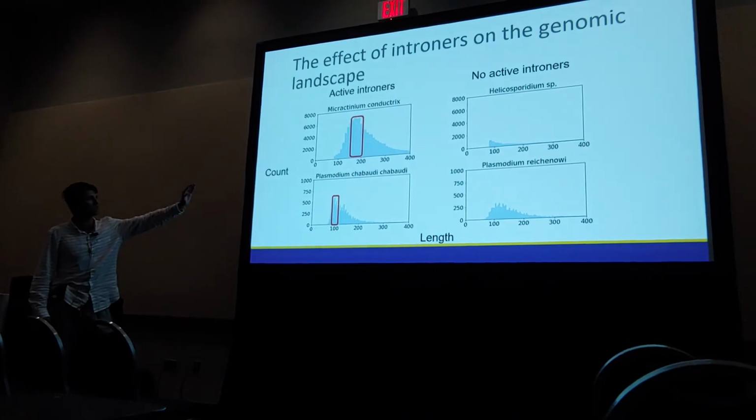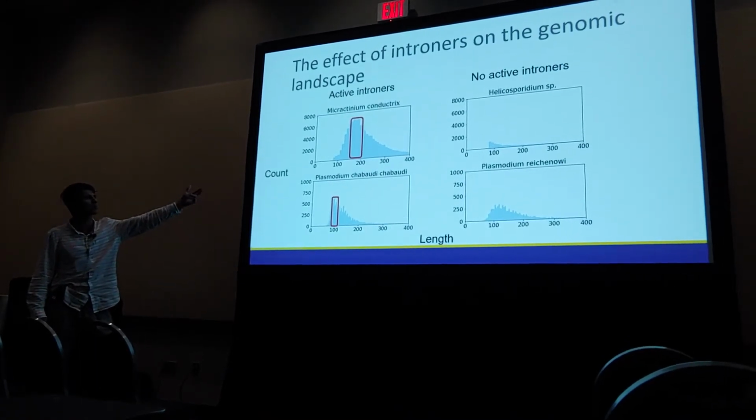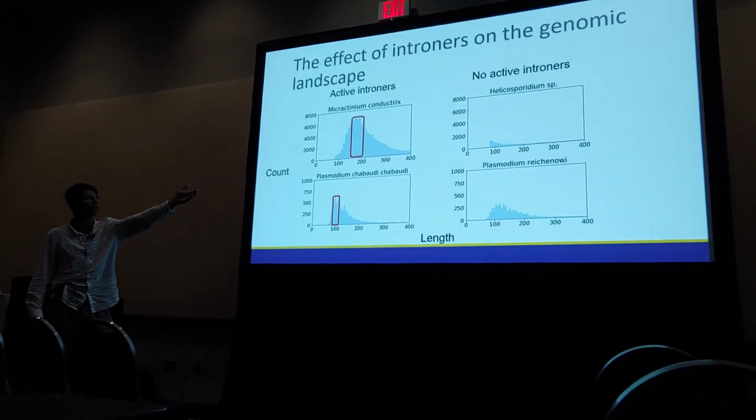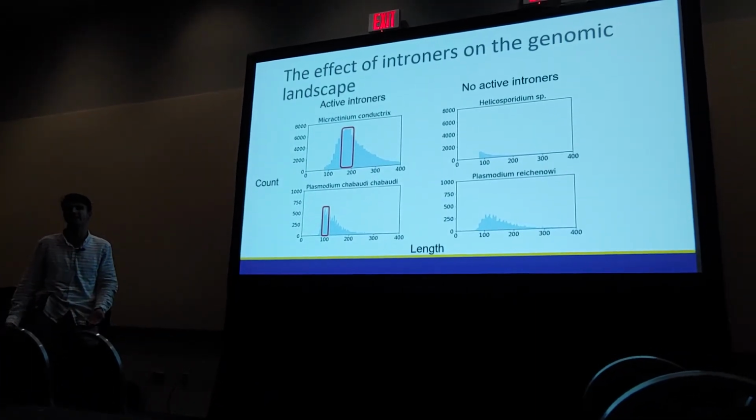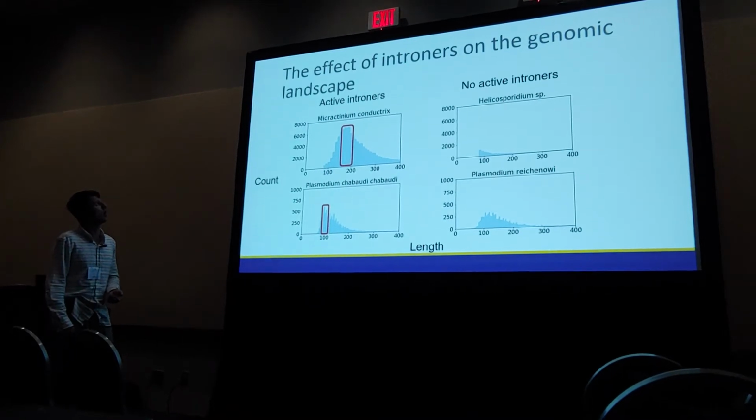And each of these species: Microctinium conductrix is a close relative of the other species displayed on the right, and these are both Plasmodium species that are very closely related. So this is exciting to see.